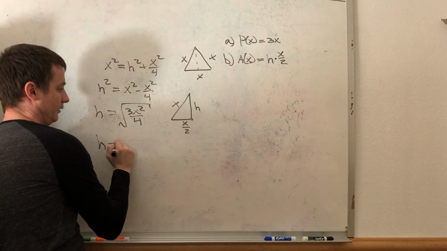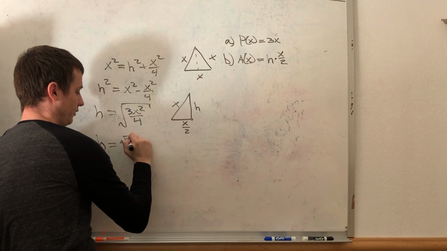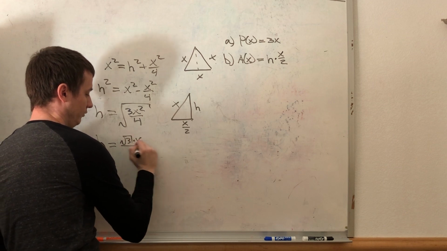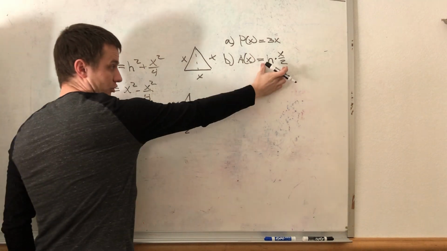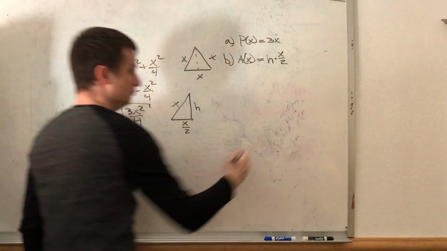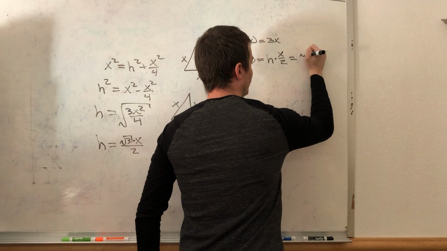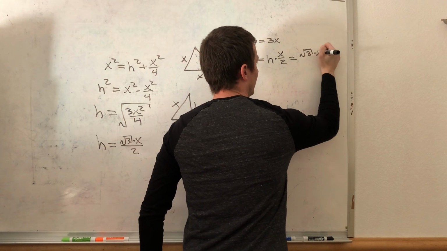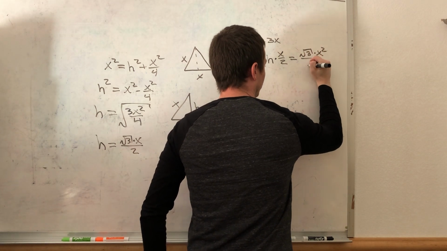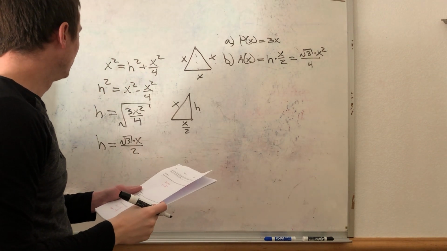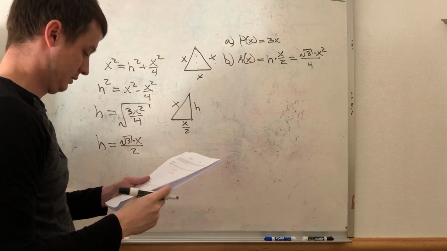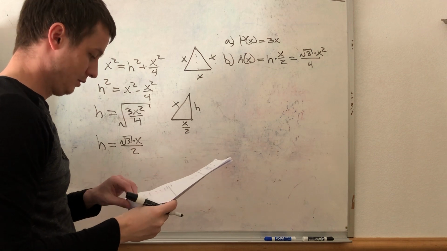Another way that we can write that is h is equal to the square root of 3 times x over 2. So, when you substitute that in for h over here, then this is going to be root 3 times x squared all over 4. Okay.